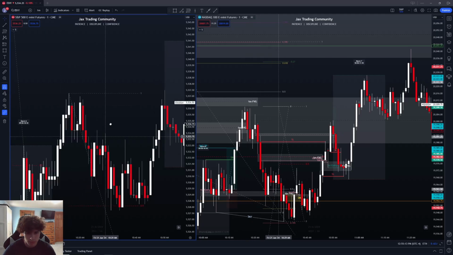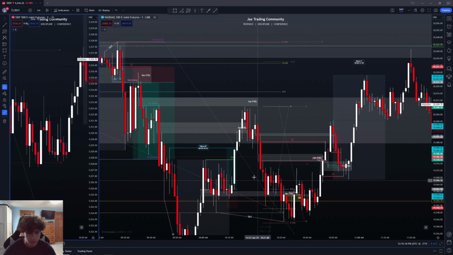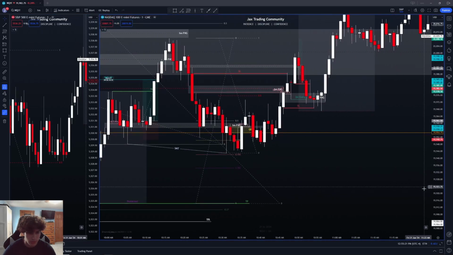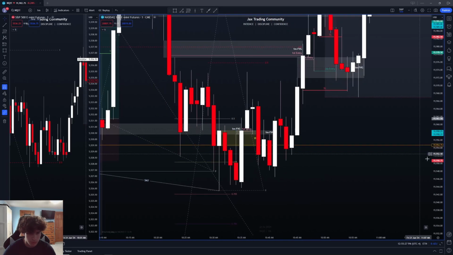So there's not an SMT there. Yeah, there was an SMT right here. So after that, we create an SMT. And then after some time, we got some displacement up. Here could be an order block. Here could be an entry.